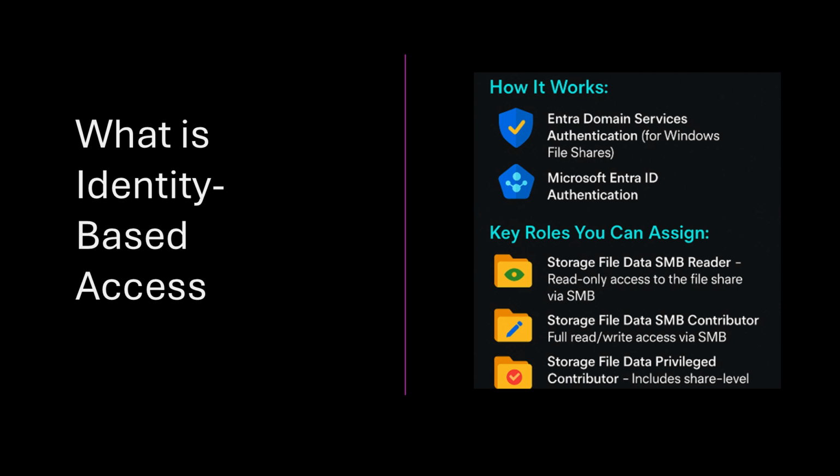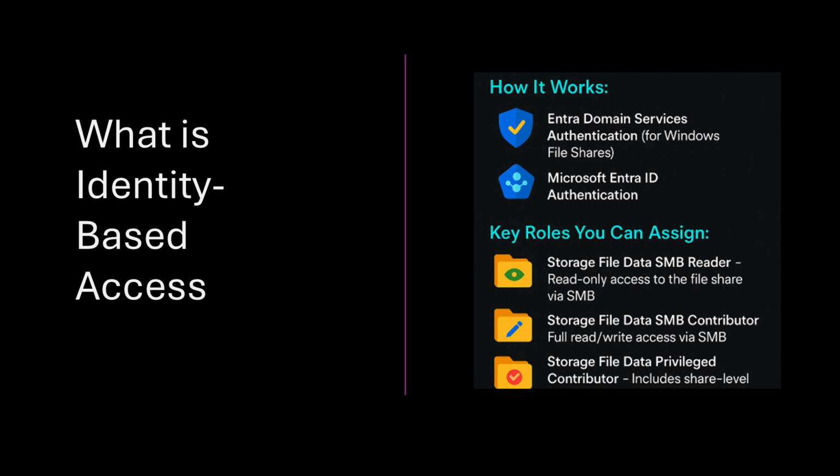To control access, you'll use one of the following built-in roles. Storage File Data SMB Reader grants read-only access via SMB. Storage File Data SMB Contributor allows full read and write access via SMB. Storage File Data Privileged Contributor adds the ability to manage share-level permissions. You can assign these roles at the storage account or individual file share level. This gives you precise identity-driven control over who can access your data and how.